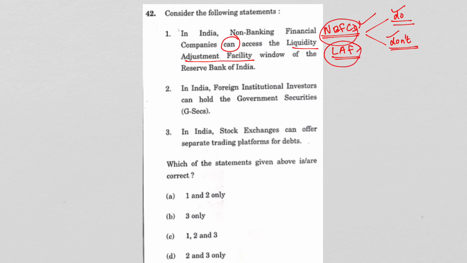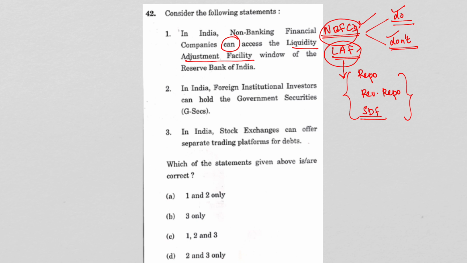Now the second one is LAF or liquidity adjustment facility, which is a very favorite area of UPSC. UPSC tends to ask questions from LAF every year. That is, LAF includes repo, reverse repo, and how these instruments are used during inflation, or what are the features of this liquidity adjustment facility, and we have the standing deposit facility now. So all these basic things are very important from the UPSC perspective, and serious aspirants should know all these things.